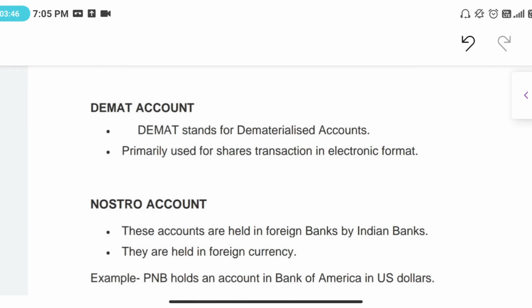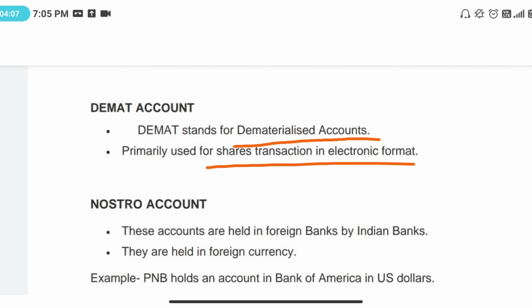So, the various types of bank accounts, the other types are the demat account. Demat account stands for dematerialized account and is primarily used for share transactions in electronic format. So a demat account is basically used by the traders and the shareholders in the stock market to buy and sell shares.